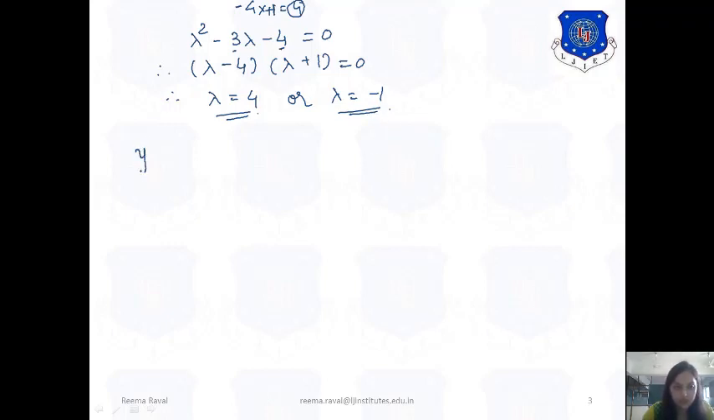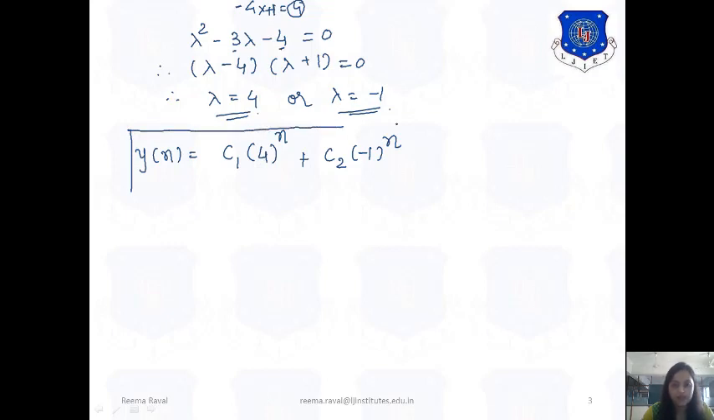So now this equation will be represented in terms of two different constants, that are C1 and C2, which will give y of n equals C1 into 4 raised to n plus C2 into minus 1 raised to n. Okay, give this as equation number 1.